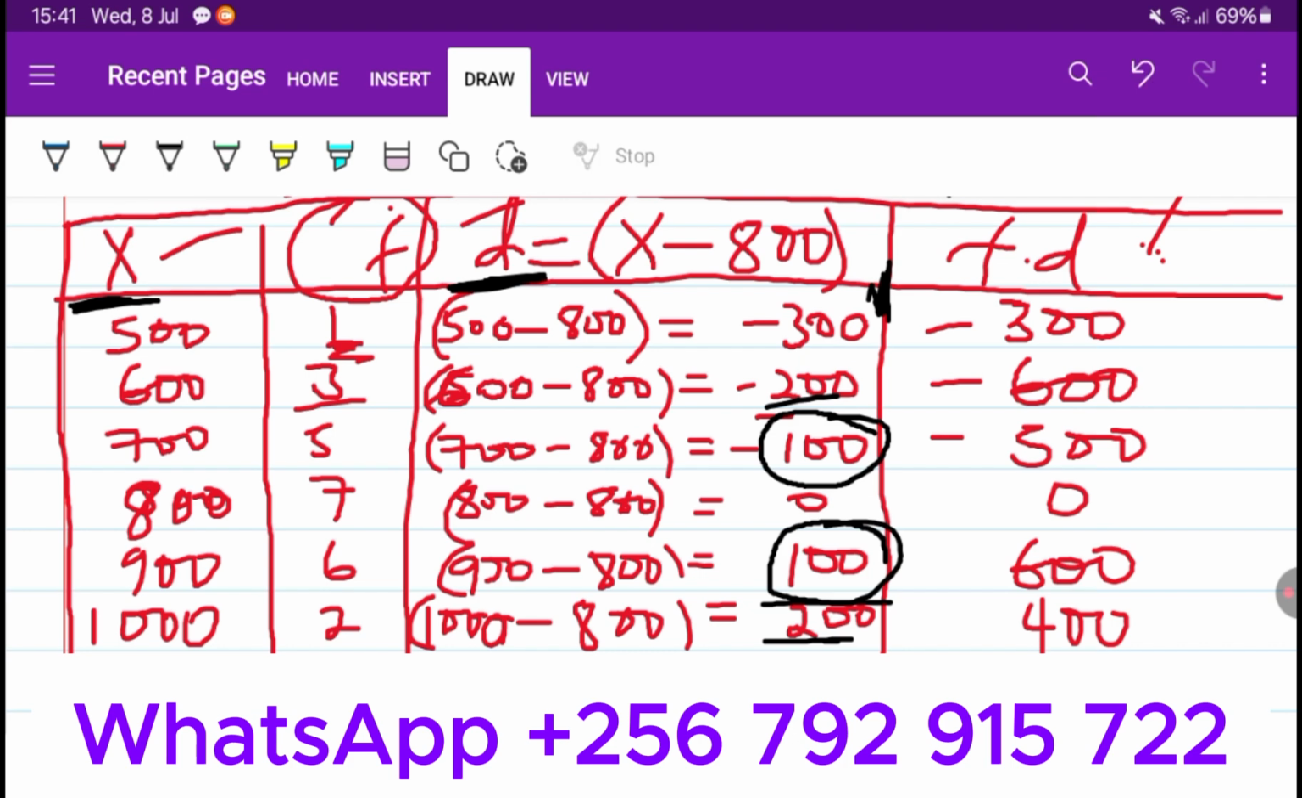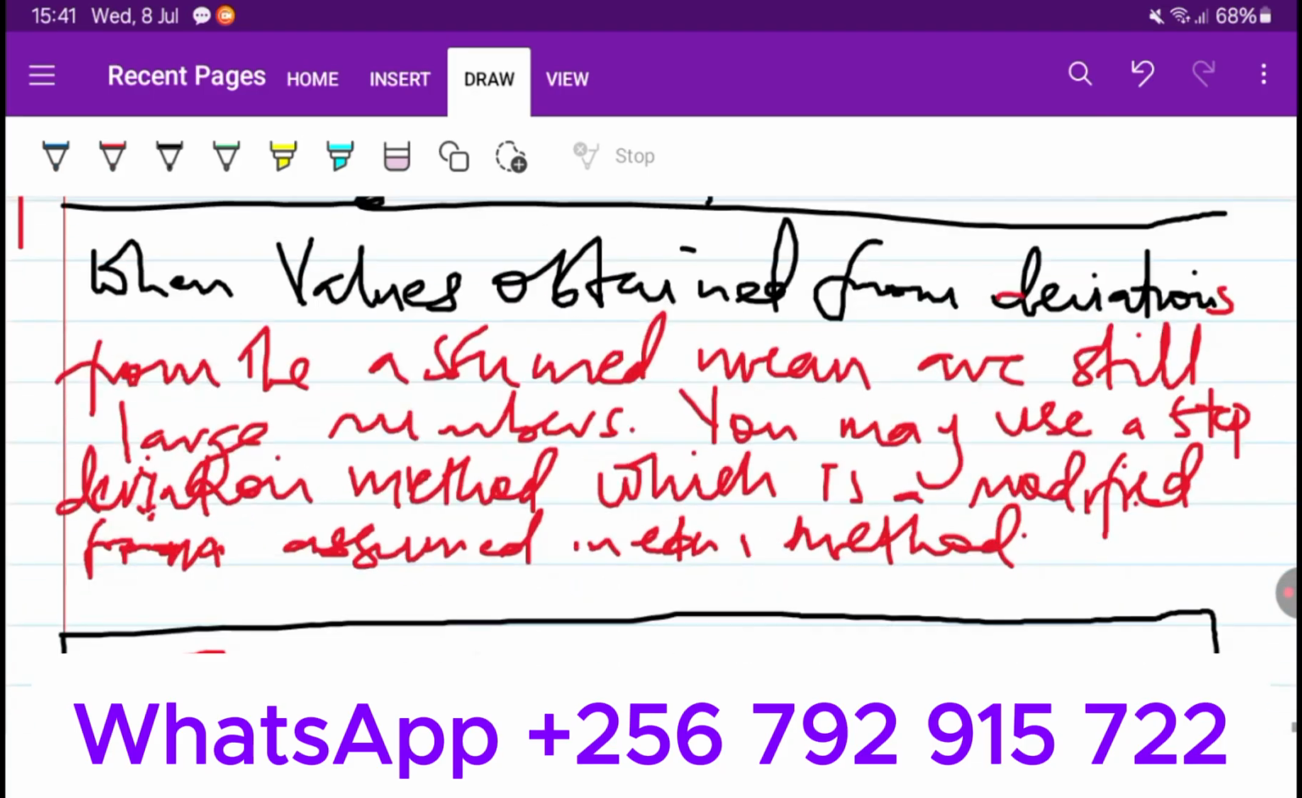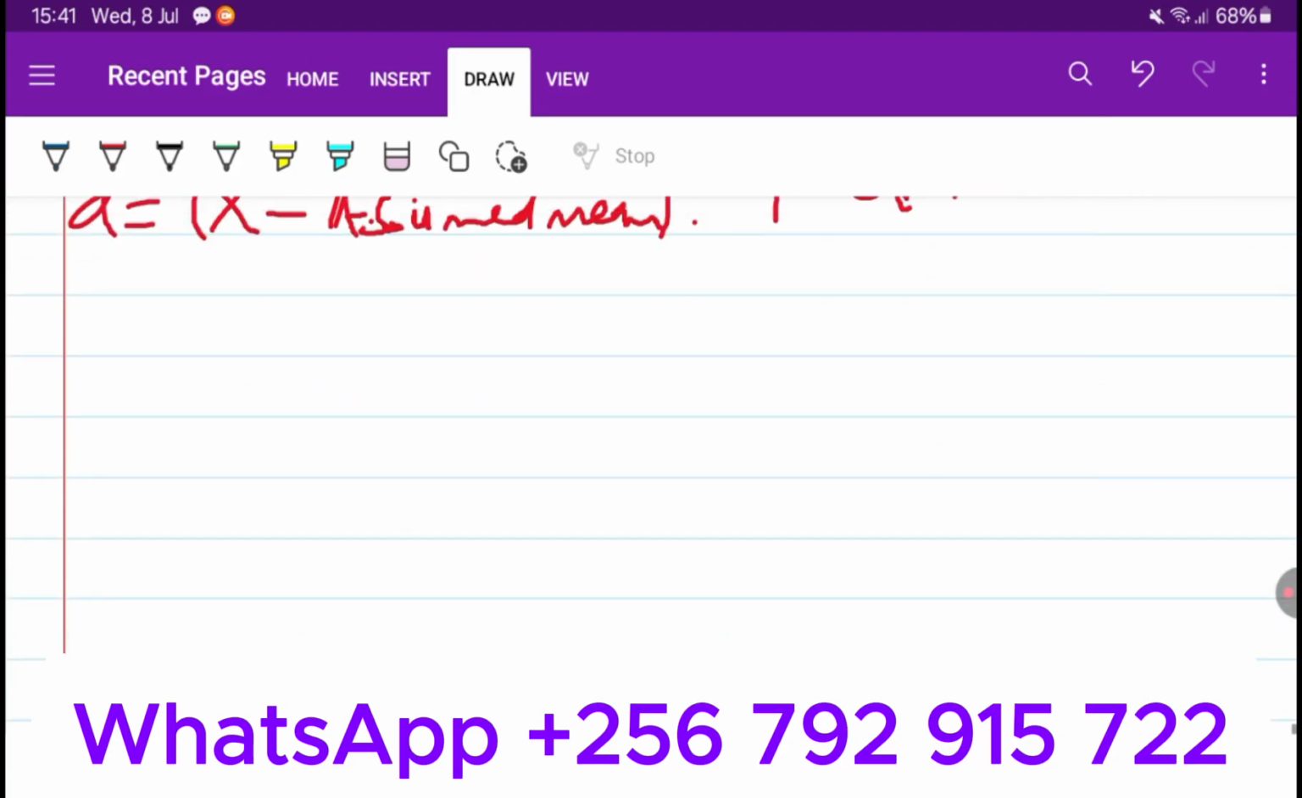So the same answer that we got, which is 796,000. So we use the same question. So let's organize the table.